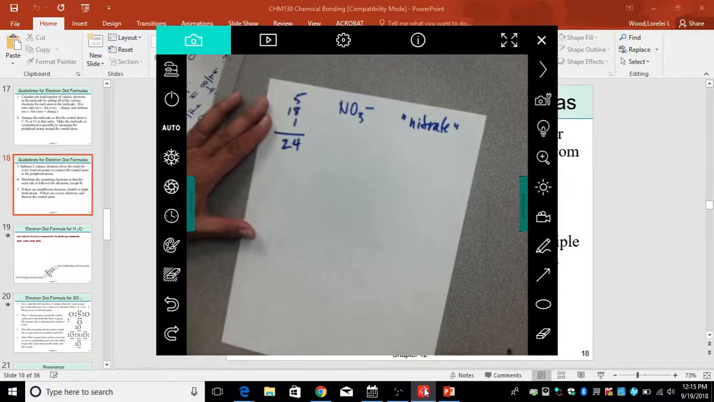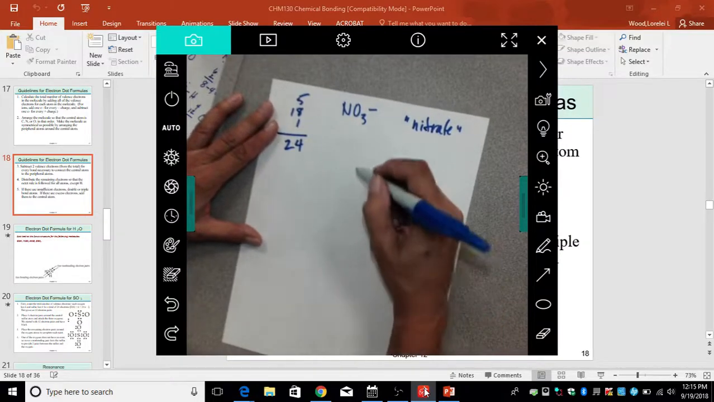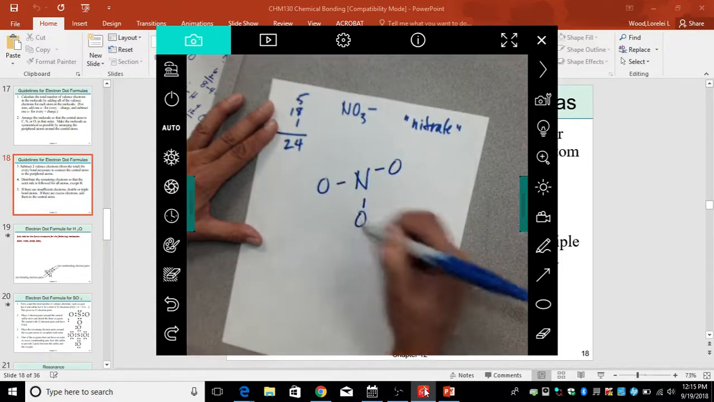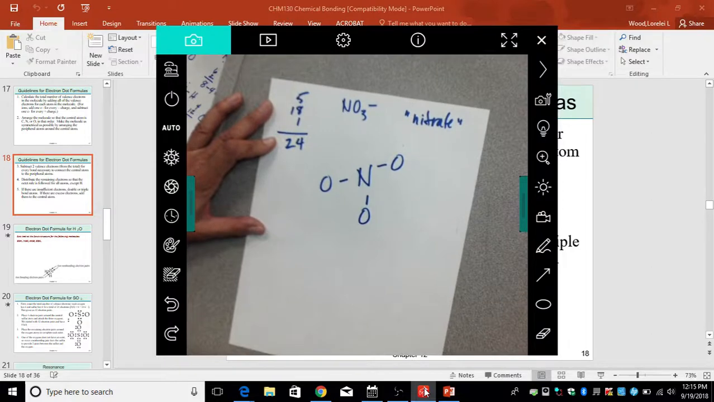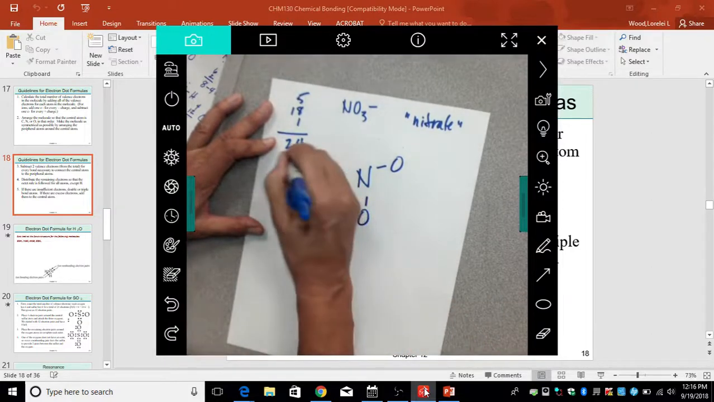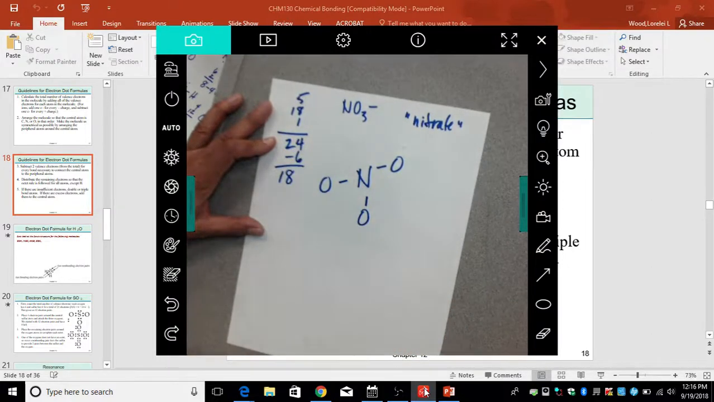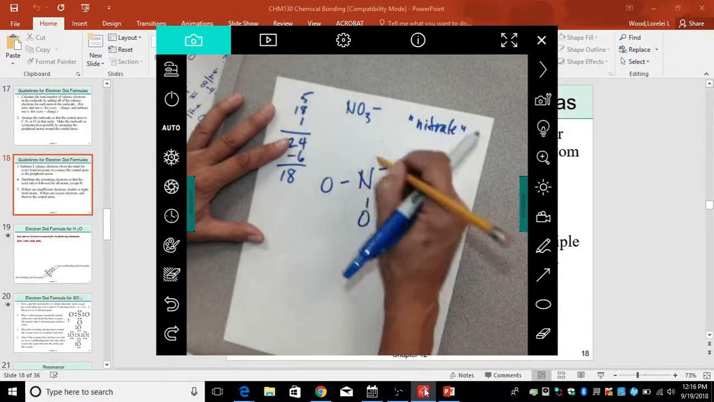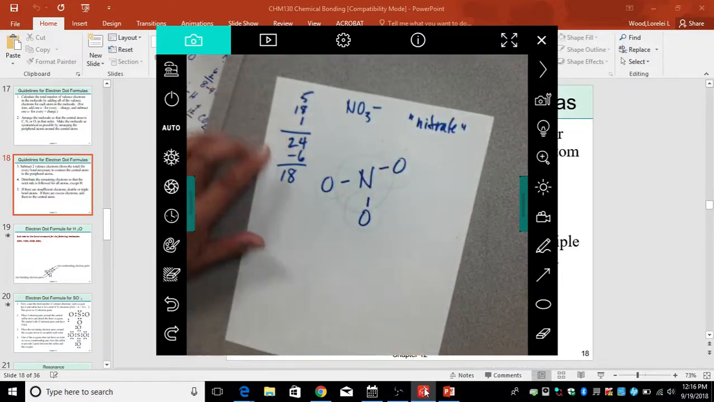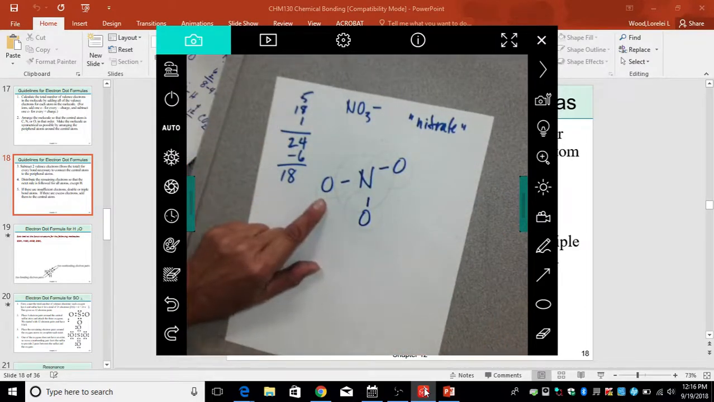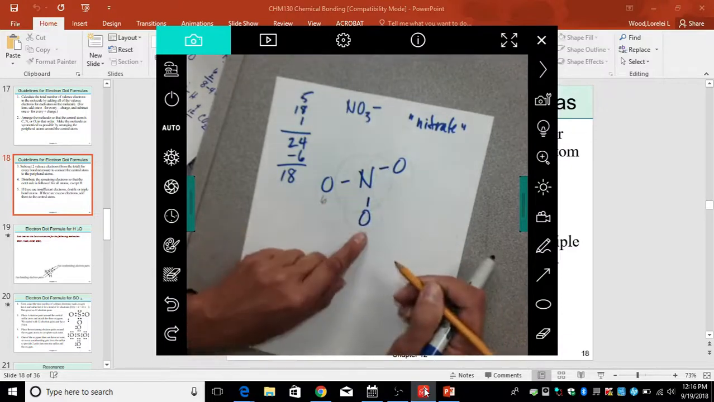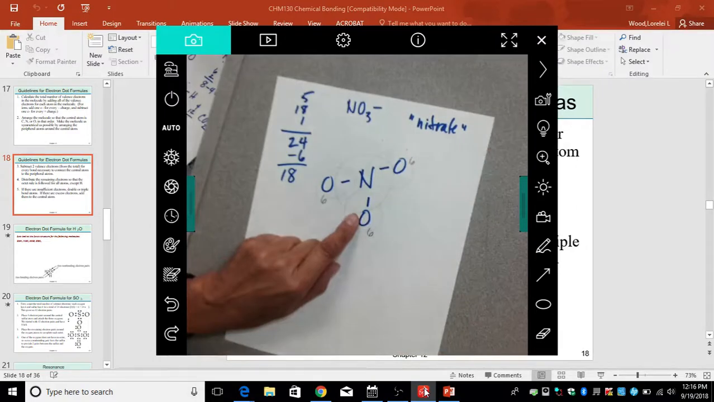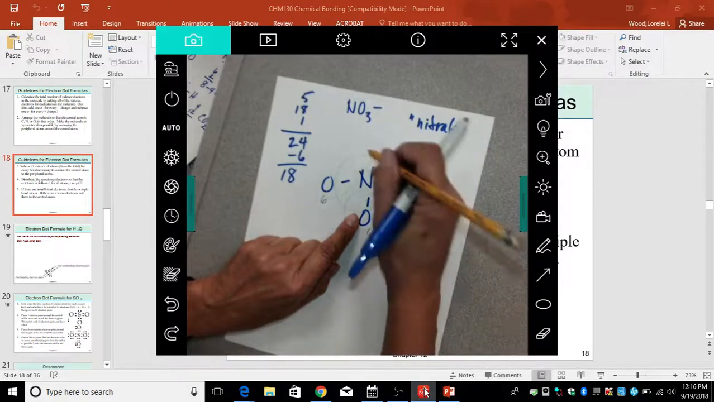Who's going to be the central atom? Nitrogen's going to be in the middle. I'm going to add oxygens around. How many do I need to subtract from my 24 for those bonds I just made? 6. That leaves me with 18. All right, let's assess our situation here. Think about what each of these atoms has. How many more does this oxygen need? 6. How about this one? 6. How about this one? Okay, now think before you answer. How many more does nitrogen need? 2. You guys are getting it.